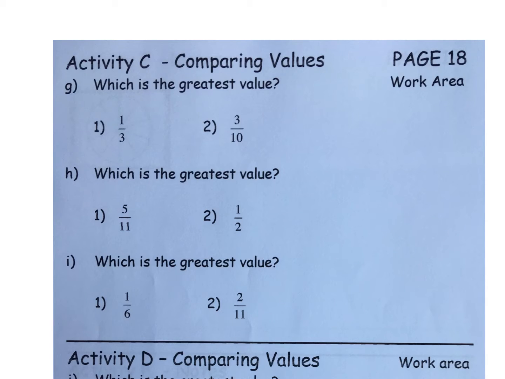Welcome to page 18 of your probability packet. We are working on Activity C, comparing values. Today, we're going to be comparing fractions, which can be difficult because the fractions we compare will not have common denominators, such as the first problem where we're comparing thirds to tenths.